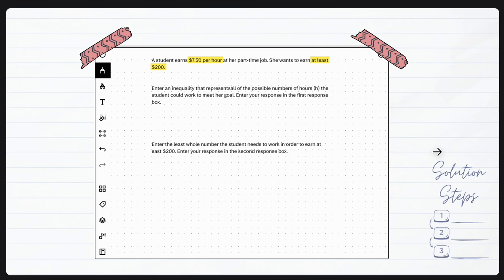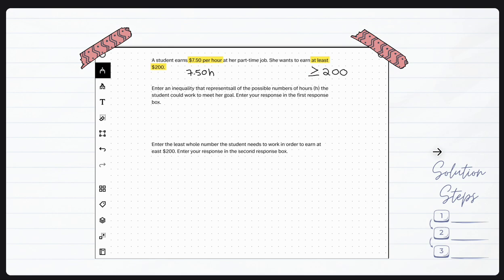So what we'll need to do is translate this problem into an inequality. We know that she makes $7.50 per hour, and "per" means we're multiplying by how many hours she works. We know the variable letter because the problem tells us hours is going to be represented by the letter H. And her goal is to earn at least $200. What "at least" translates to is an inequality sign.